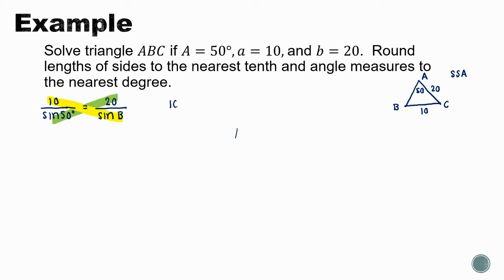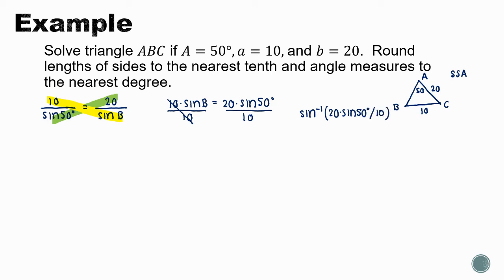We have 10 times the sine of B equals 20 times the sine of 50 degrees. We want to get the measure of angle B, so we are going to divide both sides by 10. And once again, we want to find the measure of an angle. So that means in our calculator, we need to do the inverse button. So we'll do 20 times the sine of 50, and then we'll divide it by 10.